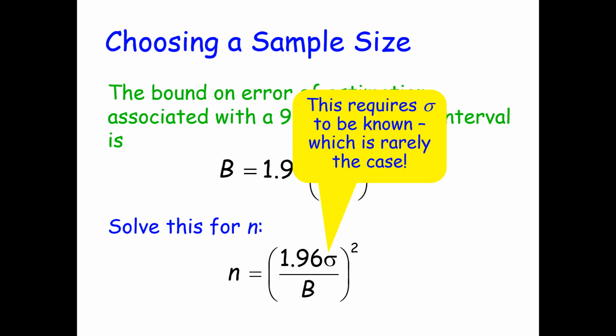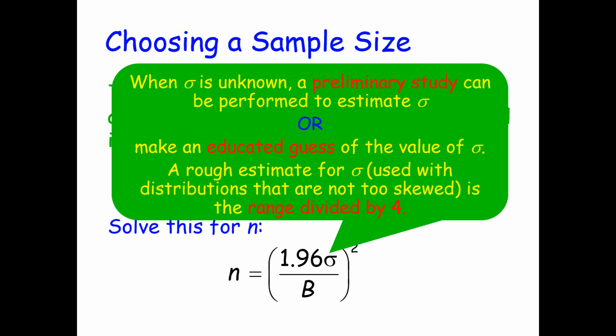This requires sigma to be known, which is rarely the case. Now, when sigma is unknown, a preliminary study can be performed to estimate sigma, or you can make an educated guess of the value of sigma. And a rough estimate for sigma, used with distributions that are not too skewed, is the range divided by 4. So let's look at an example to kind of see this.